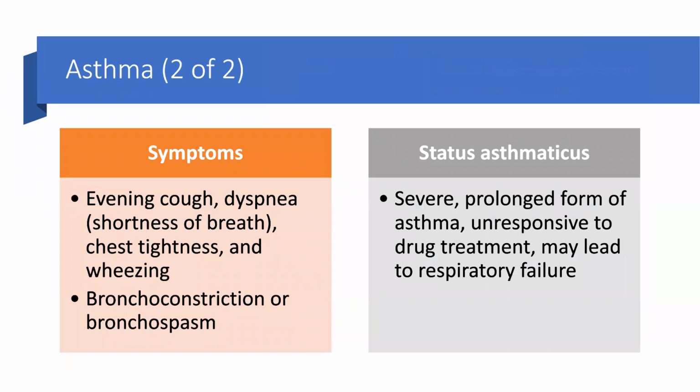The symptoms include evening cough, dyspnea, which is shortness of breath, chest tightness and wheezing, bronchoconstriction and bronchospasm. And status asthmaticus is a severe attack which prolongs the asthma, is unresponsive to drug treatment, and may lead to respiratory failure.